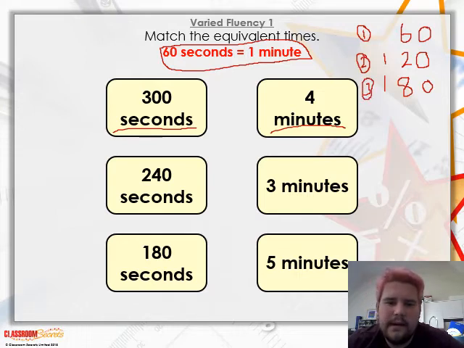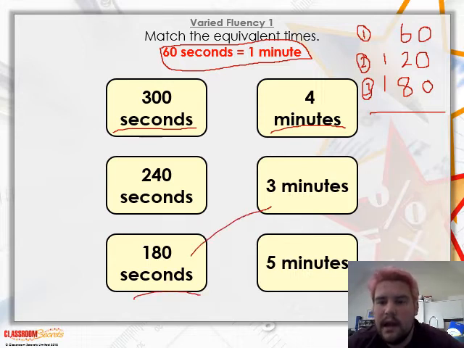So it says here how many seconds to the minute. I've actually written down 180 seconds, and next to it is number 3. So 180 seconds is 3 minutes. And if you keep going like that, you'll be able to get all of these quite easily. Okay, so moving on to the next slide.